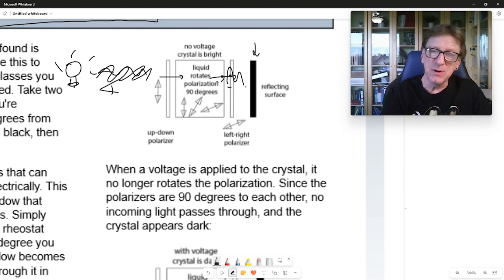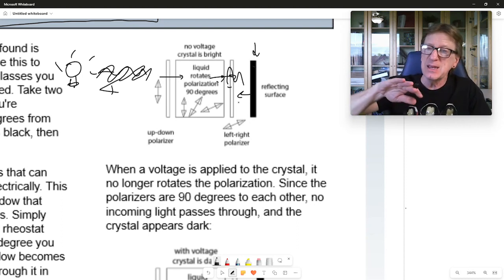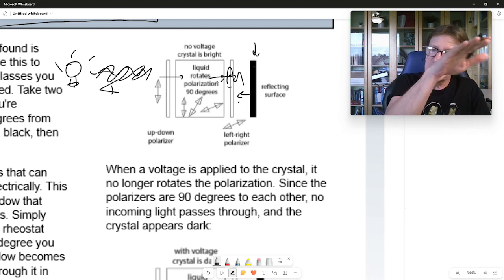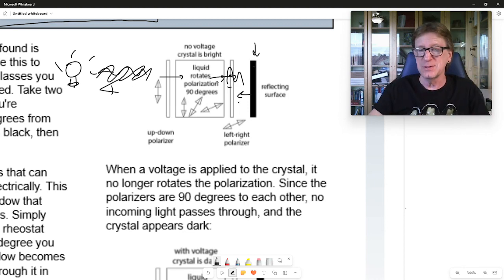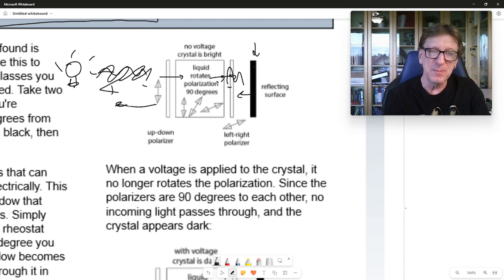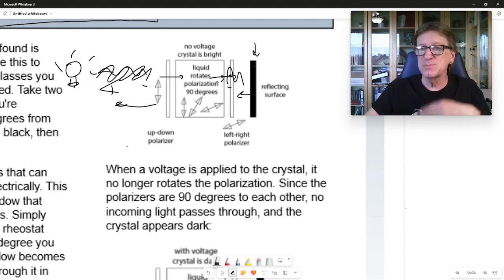When the light hits the mirror, now remember at this point, it's going up and down. It hits the mirror and it reflects and it comes back and it's still going up and down. So it can pass through the left-right polarizer with no problem. The liquid then rotates it 90 degrees again so that now it's going left-right. And so now it can get through the up-down polarizer. And so we get light back at your eye. So this makes the pixel look bright to you. So if there's no voltage, no current going through it whatsoever, then the pixel looks white.